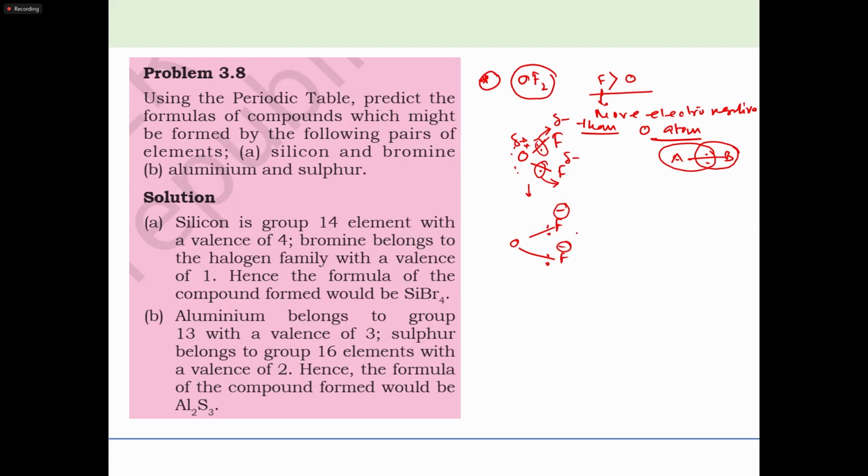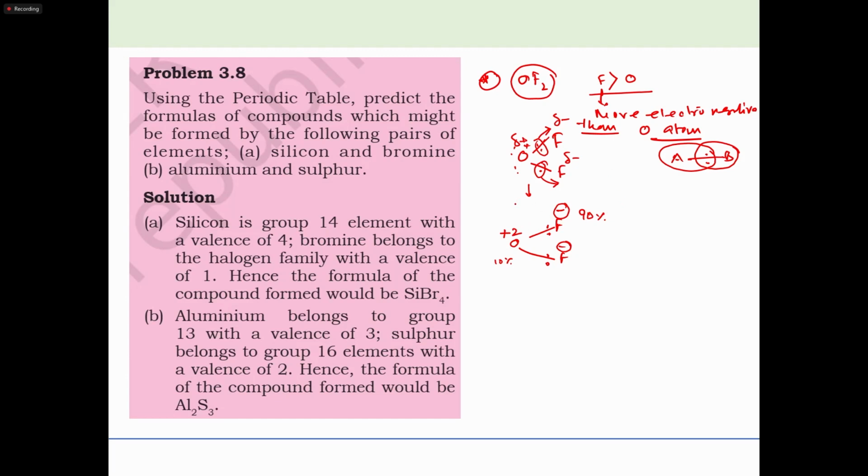But in this compound, these bonding electrons are maximally shared by this fluorine. Suppose 90% is shared by this fluorine and 10% by this oxygen. That's why a greater extent of electron density is on this fluorine, so I am putting the negative charge here. Similarly, here I am putting the negative charge. So what will happen? Due to the two negative charges, the oxygen will have two positive charges, plus 2.